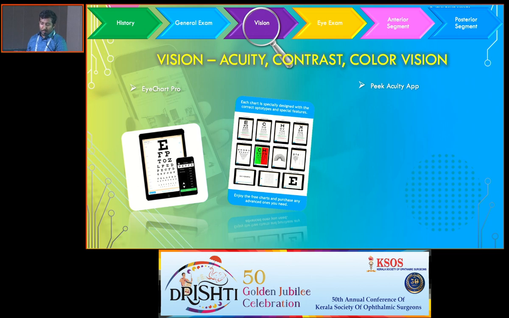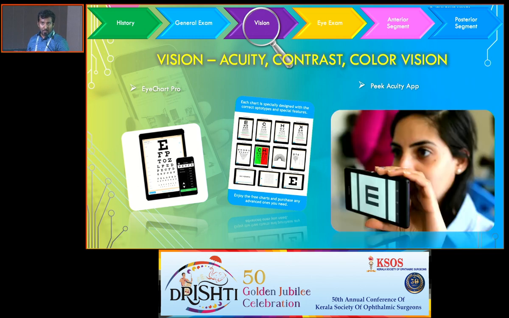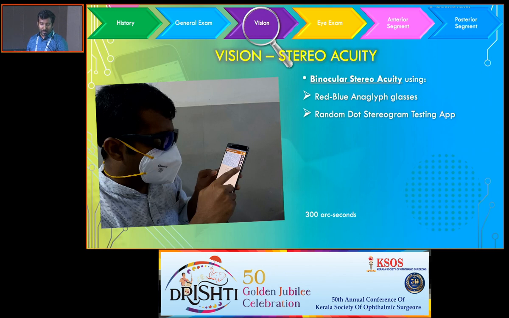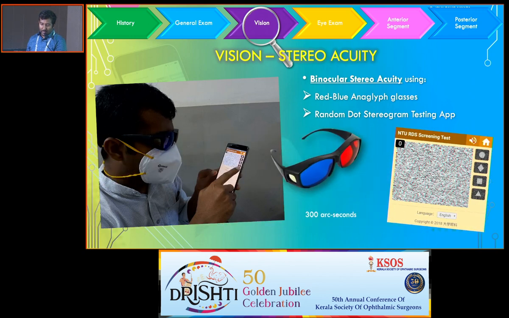Then the other one is the Peak Acuity app, in which you use a small smartphone alone. It is only for Android as of now. And you can sit at 3 meters or 2 meters and check the visual acuity by using the E chart on that. Then stereo acuity, you can use red blue anaglyph glasses, that is 20 rupees or so online. And you can use this NTU RDS screening test app to check the stereopsis. If you want to get the actual stereopsis testing chart, I think it is almost 20,000 rupees or so. You can use this by using an app.